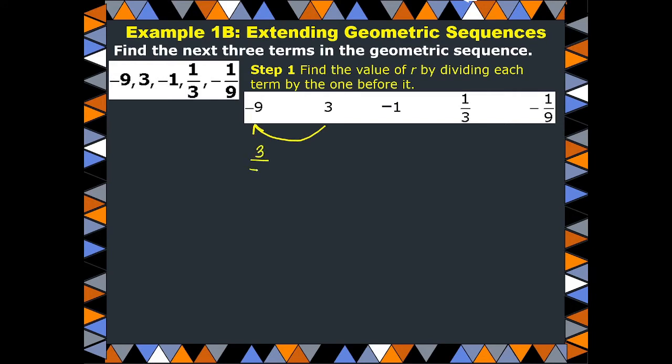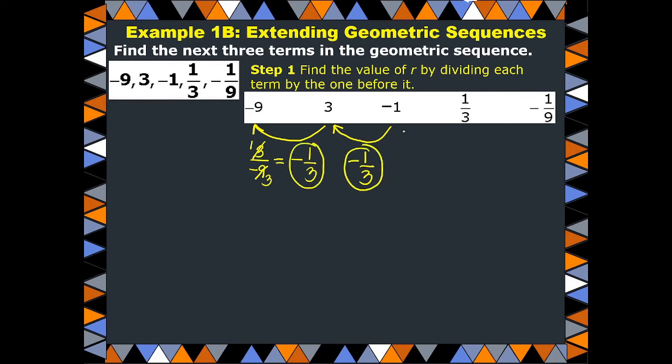3 divided by negative 9. Reduce this fraction, common factor is 3. So 3 divided by 3, that's 1. 9 divided by 3, that's 3. So you're left with negative 1/3. If I'm going to divide this negative 1 by 3, I'll be getting negative 1 over 3, which is the same as our answer a while ago.